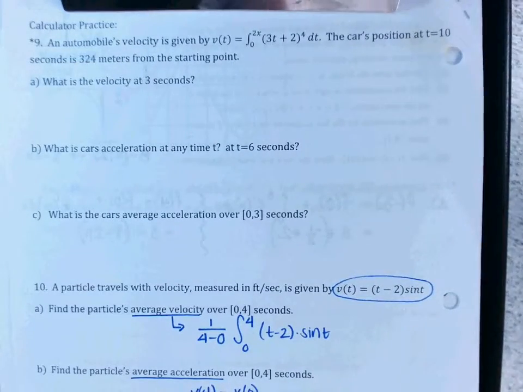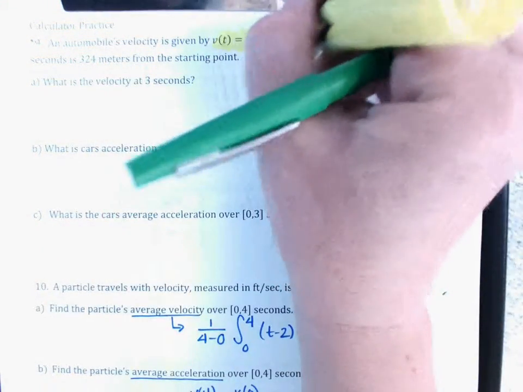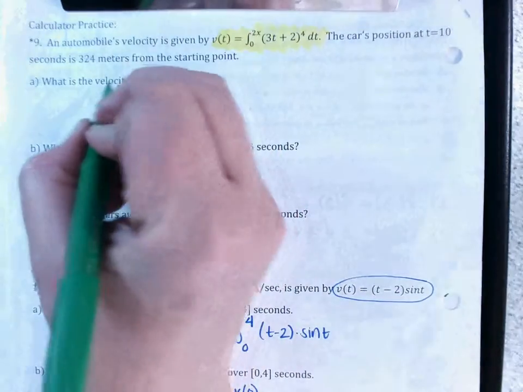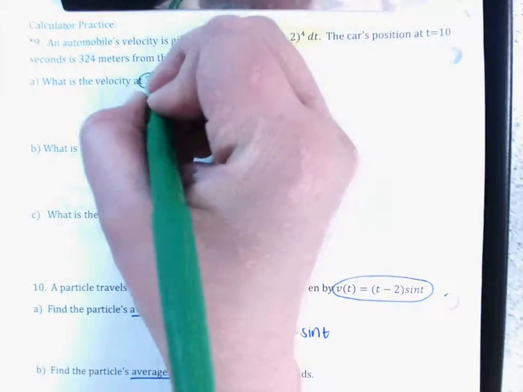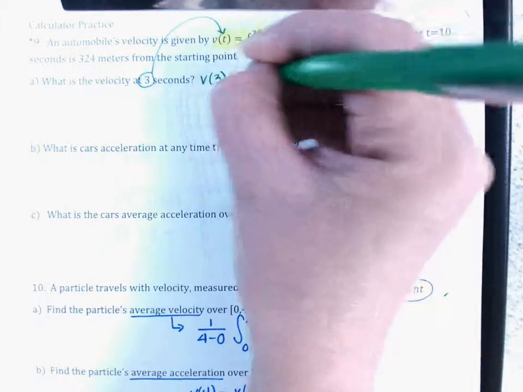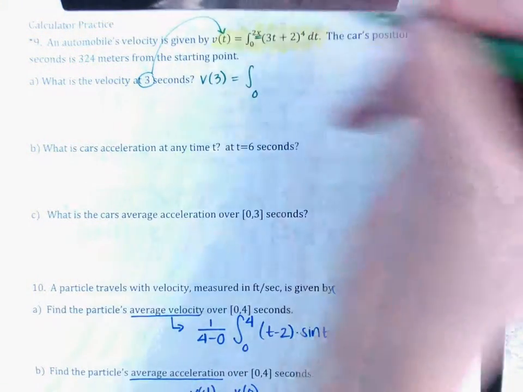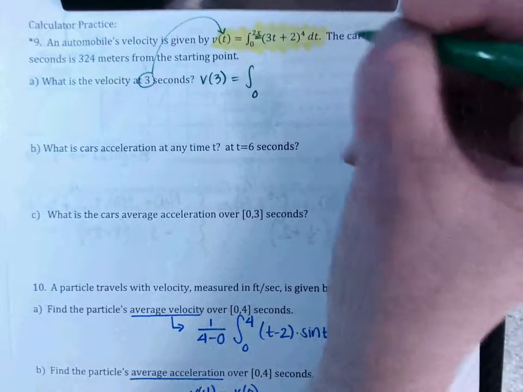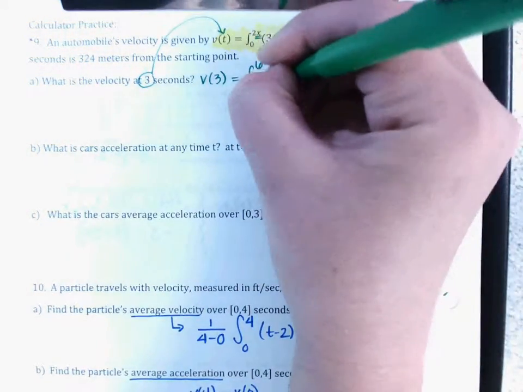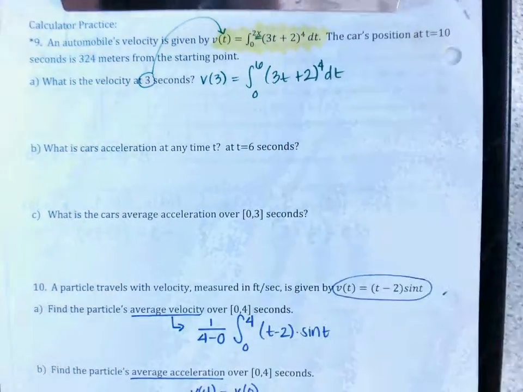So you have your v of t. It's given to you right here. Okay, and then it says, what is the velocity at 3? So remember, if I want the velocity at 3, I just need to take 3, plug it into velocity. So I do v of 3 equals the integral from 0. And then remember, I'm plugging in 3 here. So 2x is going to be 2 times 3, which is 6. 3t plus 2 to the 4th dt.